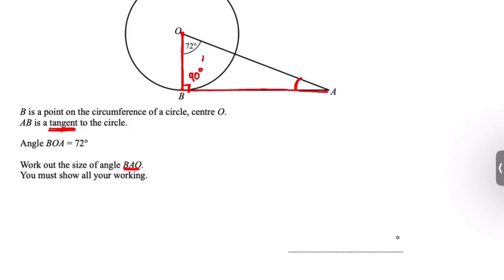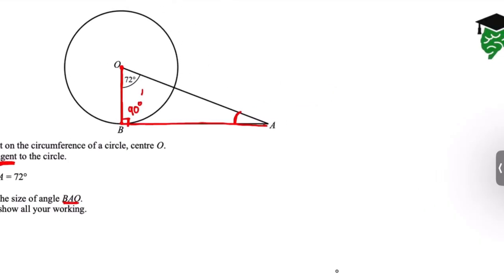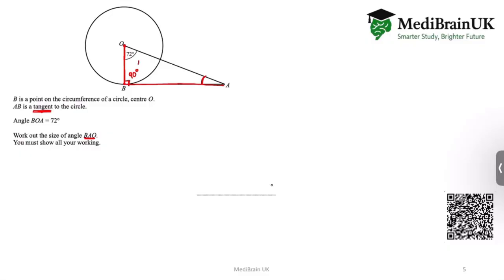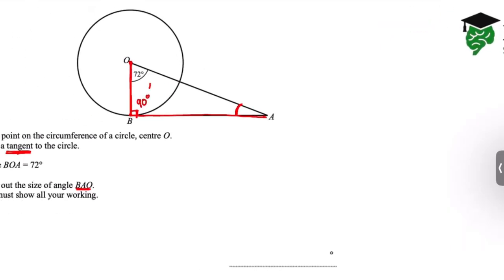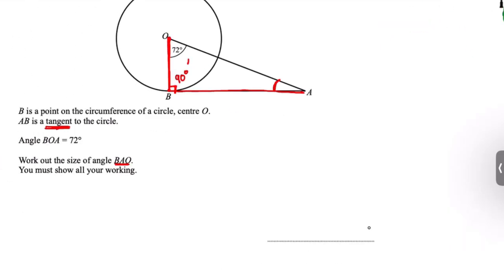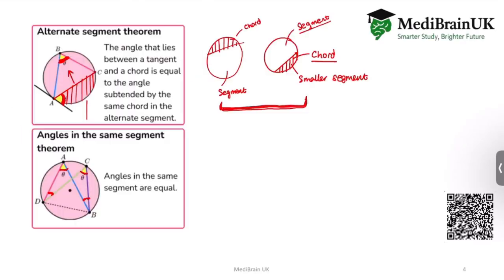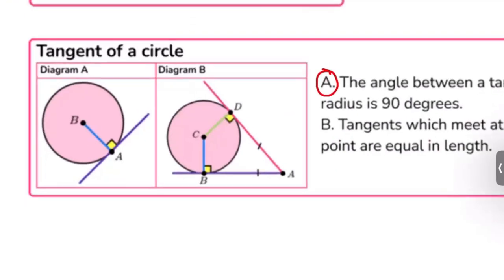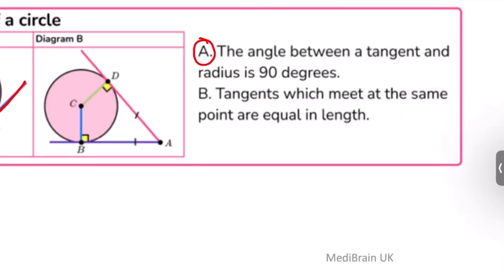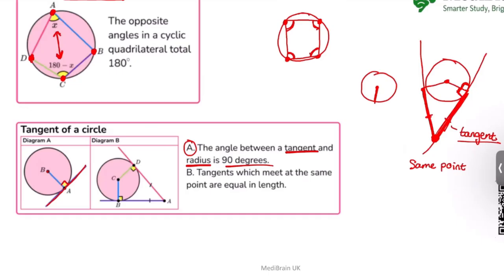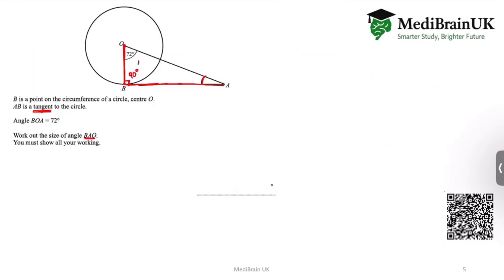So we need to give an explanation for each stage of our answers. This is vital because when we get into harder questions, 4 and 5 markers, algebraic circle theorems, it gets much more complicated. So you need to get used to giving your reasoning for each stage of your answer. So what did we use first? We saw that we had a radius meeting a tangent. The angle between a tangent and a radius is 90 degrees. That's the rule that we are using.